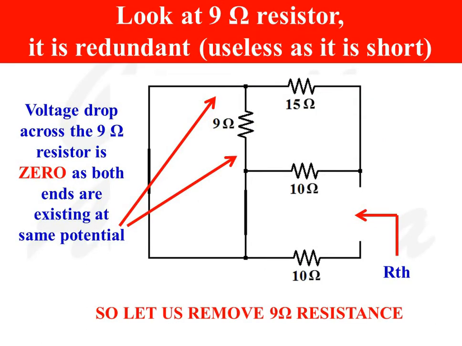Look at 9 ohms resistance. It is redundant as 9 ohms resistance is shorted. Voltage drop across 9 ohms resistance is 0 as both ends are at the same potential. That means there is no specific role for 9 ohms resistance in this circuit. So let us remove 9 ohms resistance from the circuit.